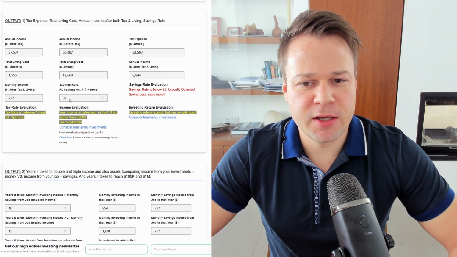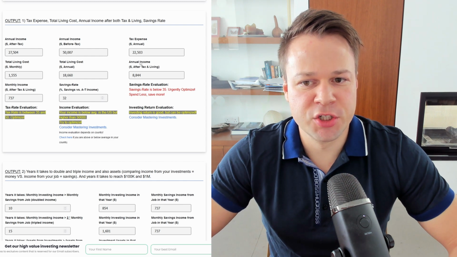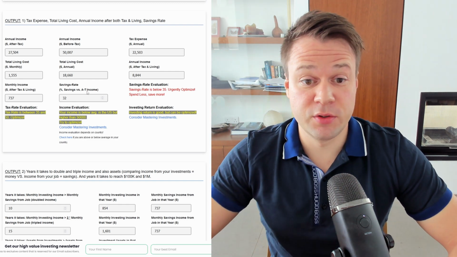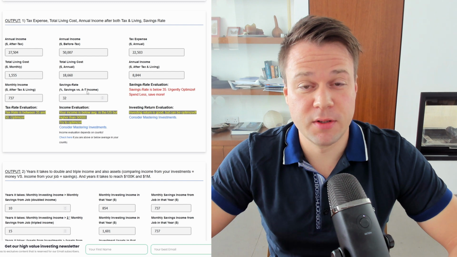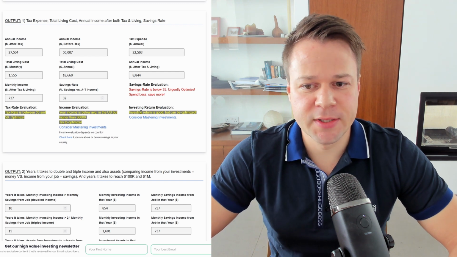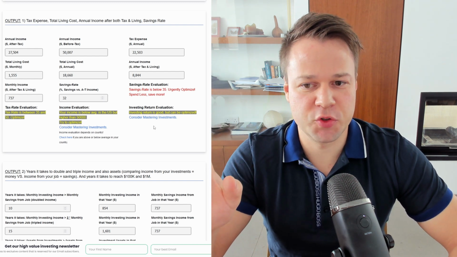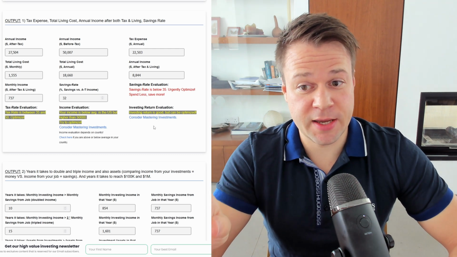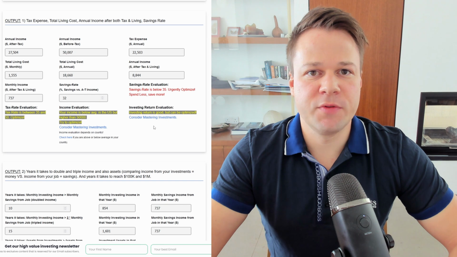It's calculated by just the savings that you have. So this is basically your residual income after tax and living cost versus your after tax income. And of course you want to get this number up as much as possible, and you also get some evaluation here of this tool. So if your savings rate is below 35, which is here the case in this assumption, you just have to spend less.